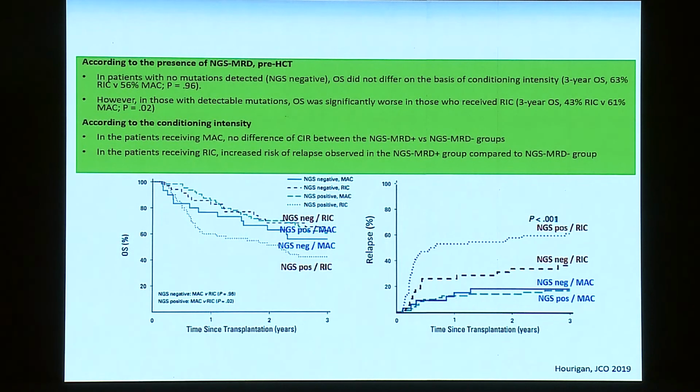But if someone came with a detectable mutation before the transplant, the overall survival will be significantly worse, and this is very important information for the patient. So it is 43 compared to 61. So usually we will prefer to go with myeloablative in this cohort.